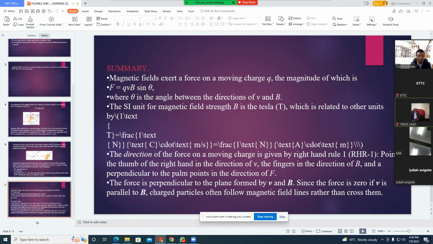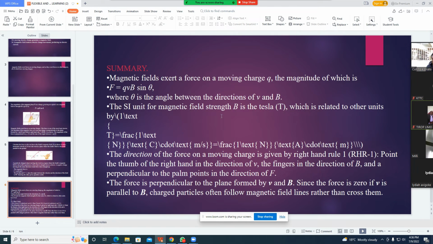We can also say that the direction of the force on a moving charge is given by the right-hand rule, which can be stated as: point the thumb of the right hand in the direction of V, the fingers in the direction of B, and the direction perpendicular to the palm points in the direction of F. The force is perpendicular to the plane formed by V and B, and the force is zero if V is parallel to B. Charged particles often follow magnetic field lines rather than cross them.